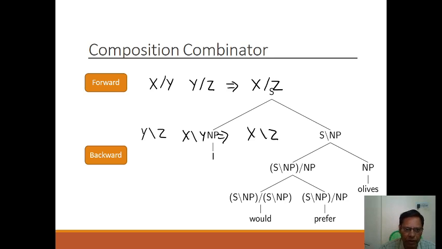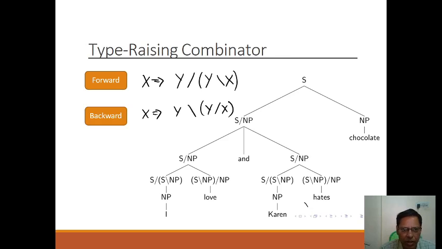Composition combinator, forward, backward. This is X by Y, Y by Z belongs to X by Z. Both are. Okay, or Y by Z, X by Y belongs to X by Z. This is the forward relation, this is the backward relation. Okay, the statement is dividing into the context-free grammar. And type raising combinator, that is forward and backward. Just now we have seen X implies Y by Y implies X.